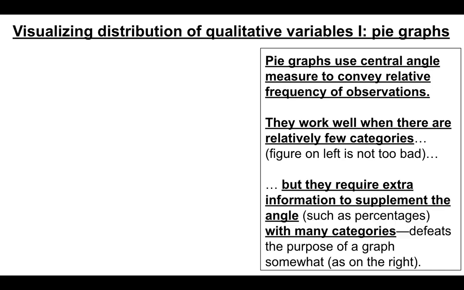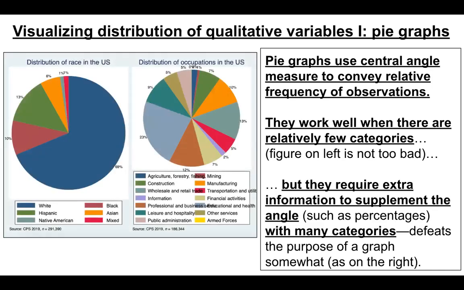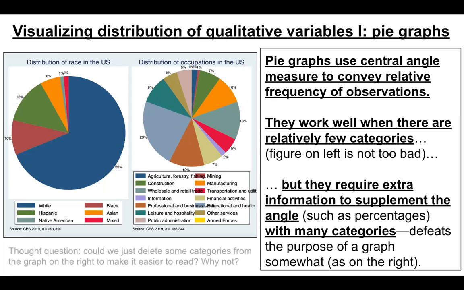They work really well when there's relatively few categories, but they don't work so well when you've got many categories. So you can see here that for race, using data from the Current Population Survey 2019, and I'll always print the information that I draw these from down here. This doesn't look too bad. It looks a little bit amateurish, and it's maybe a bit hard to make comparisons, but it's not terrible. But this distribution of occupations in the US looks pretty bad. And the reason for that is we've just got too many possible values. So it's not really summarizing information well, which defeats the purpose of a graph.